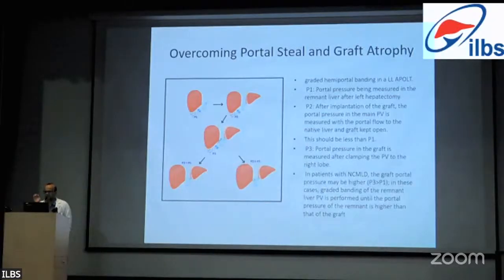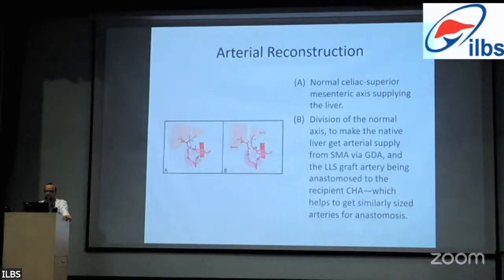And the problem with this is that if the graft gets atrophic, it doesn't manifest with any derangement of LFT, but the purpose for which it was done, the metabolic derangements, will not get cured. Similarly, in arterial reconstruction, there is an anatomical disconnection between the right lobe and left lobe, to make it simple, so that again there is no steal phenomenon and the graft is maintained individually.